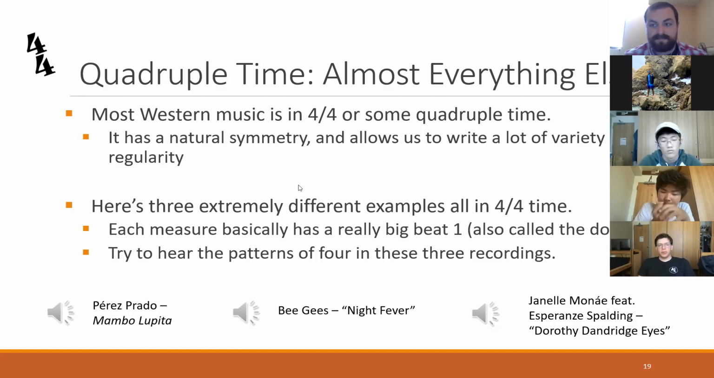So first up is Mambo. This is Cuban Mambo from the composer Perez Prado. This is his tune Mambo Lupita. So let's start off with this. Quiet, Bee Gees. Sorry, the Bee Gees started. Here we go. There we go. Technical difficulties here. Perez Prado.